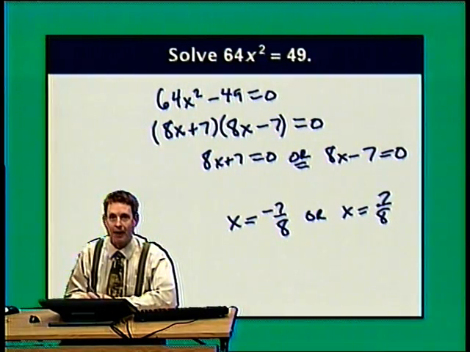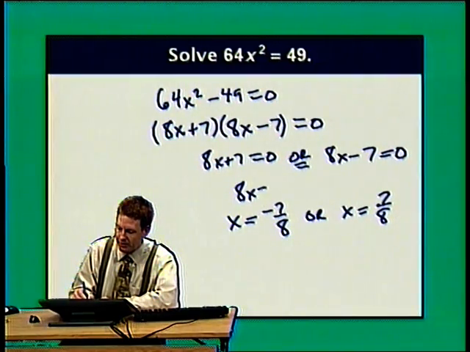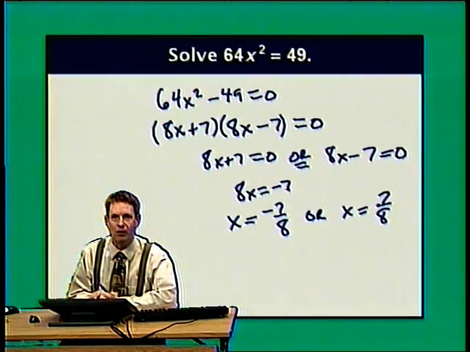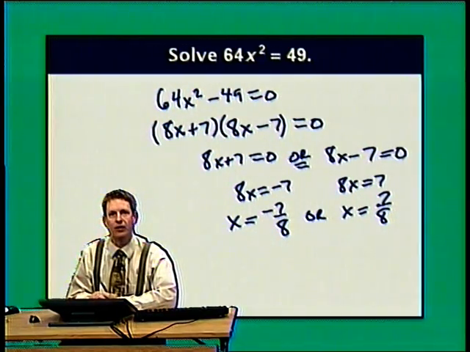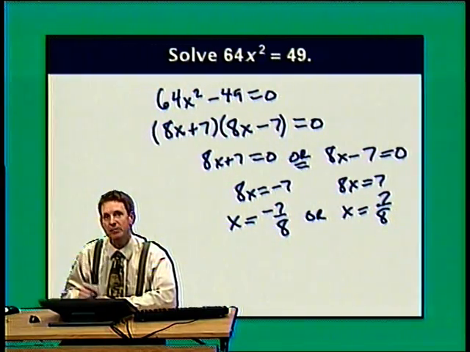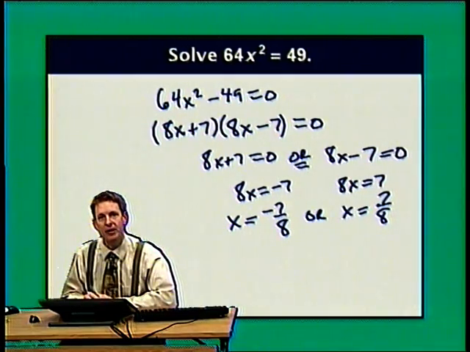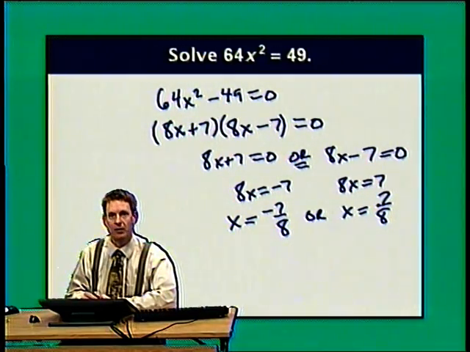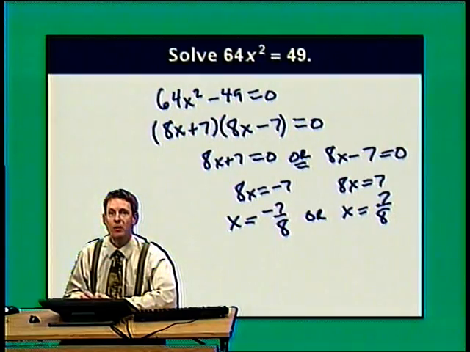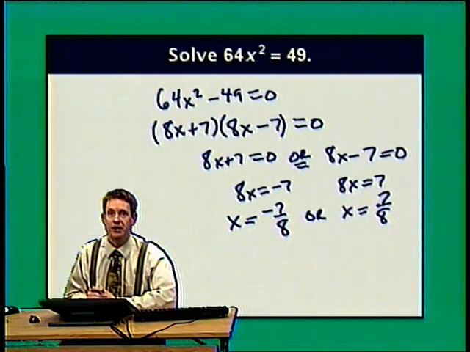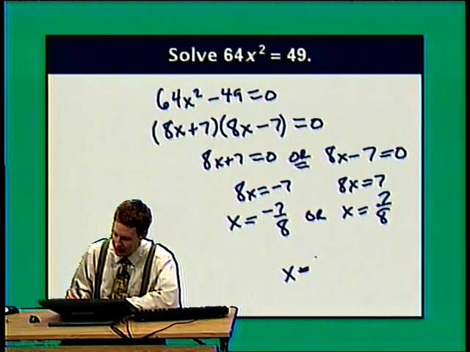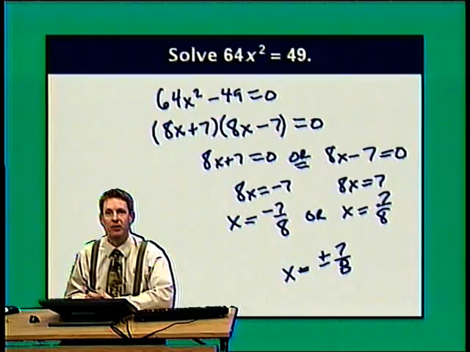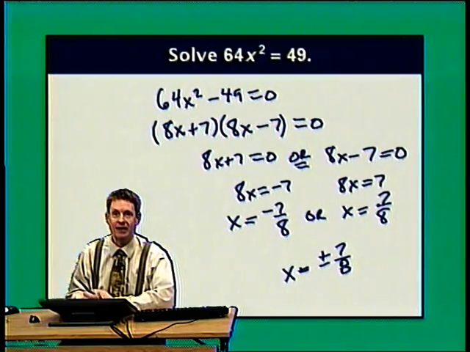What's the missing step? In the first equation, I subtracted 7 from both sides of the equation. In the second equation, I added 7 to both sides of the equation. I'm going to encourage you to experiment and see if you can do that step in your head just to save yourself a little bit of time. Sometimes when we have solutions that are opposite, we just write a little compact symbol that says x is plus or minus the opposite numbers, which are plus 7/8 and minus 7/8.